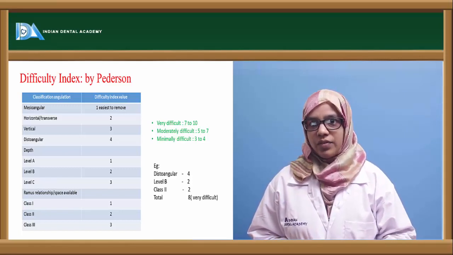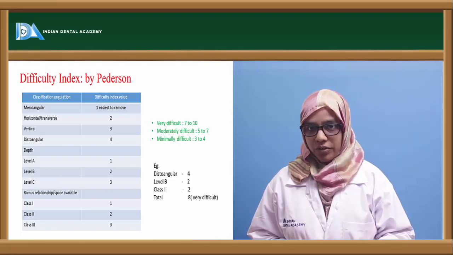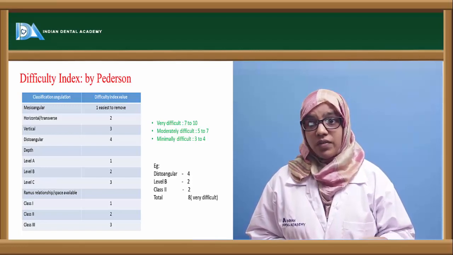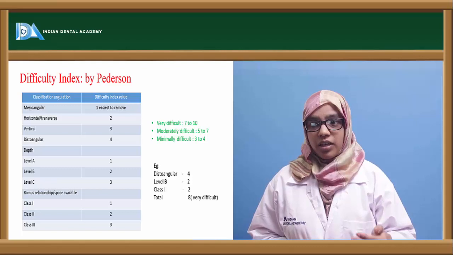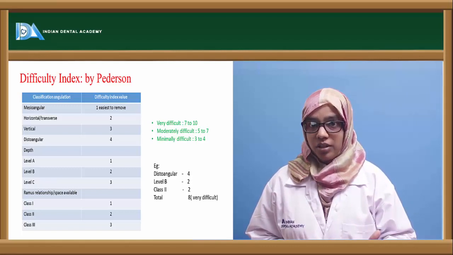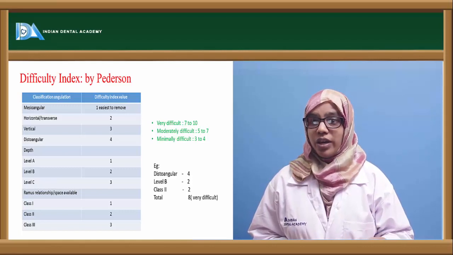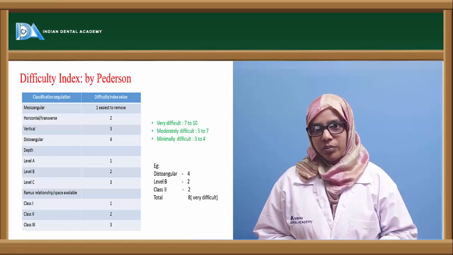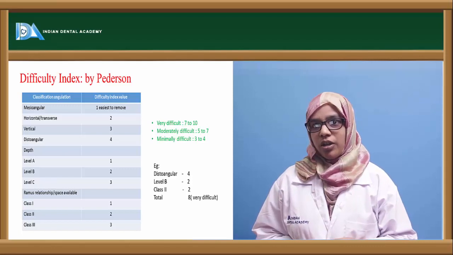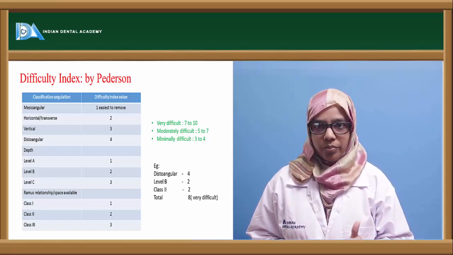The depth he has classified as level A is 1, level B is 2, level C is 3. Then for the class classification, class 1 is numbered as 1, class 2 is numbered as 2 and class 3 as 3. For example, if it is a distoangular, level B and class 2 type of impaction.